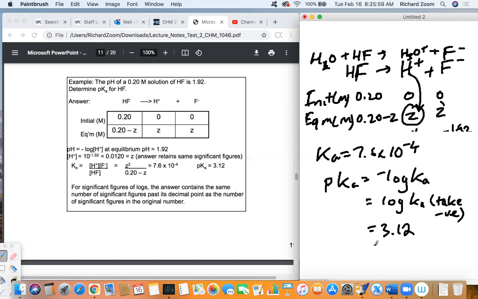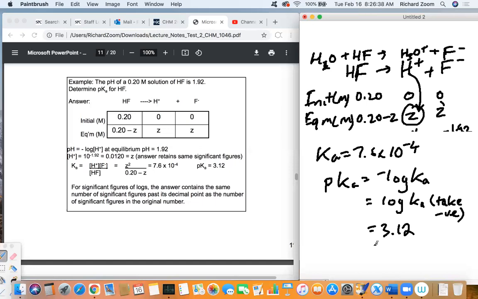Could you say how to do it in your calculator just one more time? Yeah, so 7.6 times 10 to the negative 4 and hit log. It depends on your calculator, Emmeline. If it's a graphing calculator, you might do log 7.6 times 10 to the negative 4. Or if it's another calculator, you might do the number and then hit the log button. I don't know which calculator people have, so it's going to vary. But you all should end up with 3.12 as your final answer.